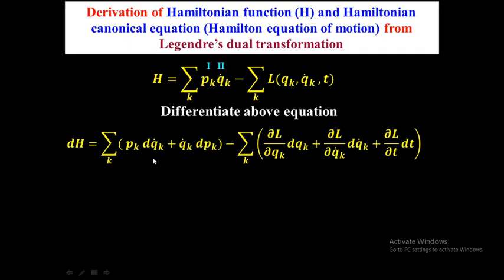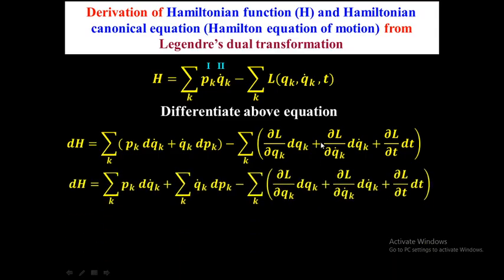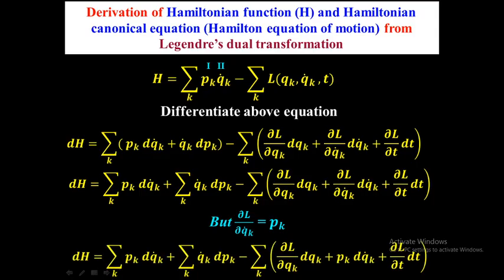Okay, now we will separate these summations, and we know that del L by del qk dot is pk. So in place of del L by del qk dot we write pk after this step. Now we have separated this summation, this summation with this term plus this summation with this term also. Now we know that del L by del qk dot is pk, so from equation number 2, in place of del L by del qk dot, we can write here pk.